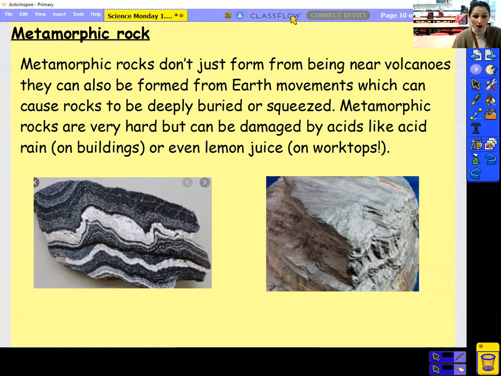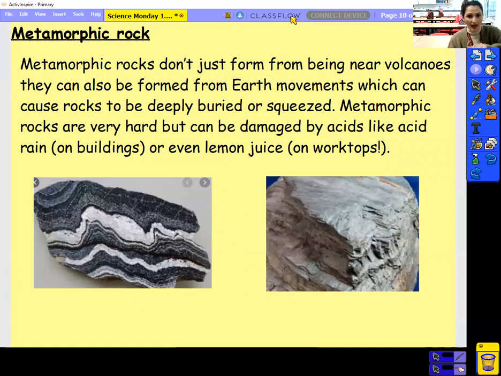Metamorphic rocks can be very hard, but can be easily damaged by things like acid, like from the rain. So interestingly, rainwater can be quite acidic and can damage some buildings, okay, and even worktops, because there are some rocks that we use for our countertops in our day-to-day lives. And if you get lemon juice or anything acidic on it, it can ruin the worktop. It's really interesting, actually.